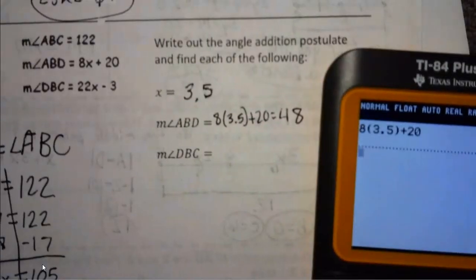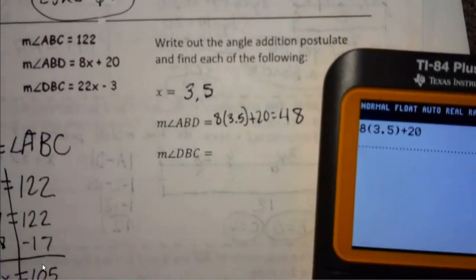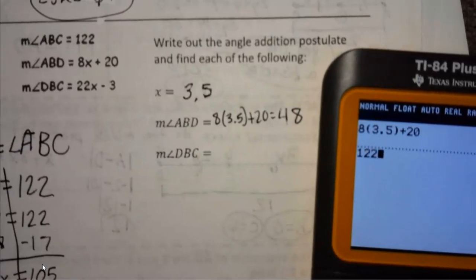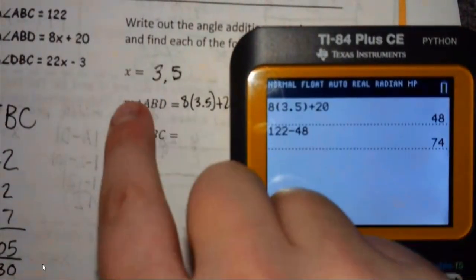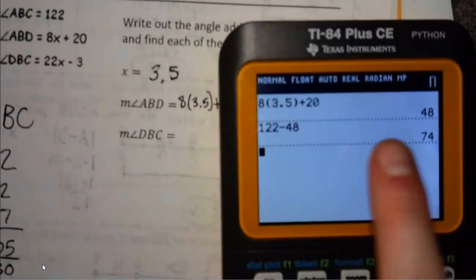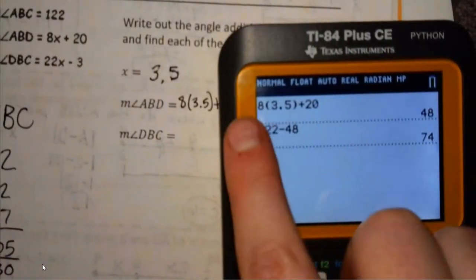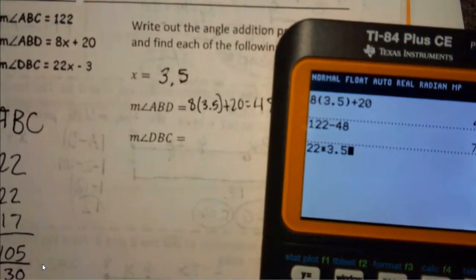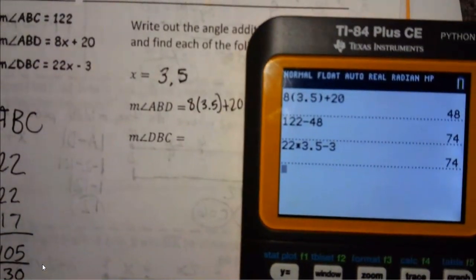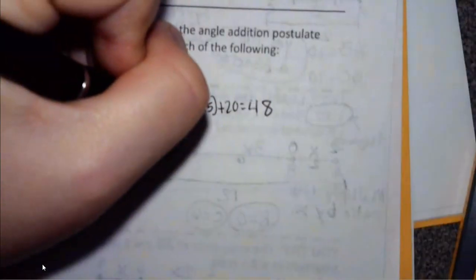And then for DBC, it should be 122 minus 48. So it should be 74. That's what we should get when we plug this in, because 48 plus 74 is 122, which is that total. So that's one way you can check your answer. 22 times 3.5 minus 3. Yes, it is 74. We did it correctly.